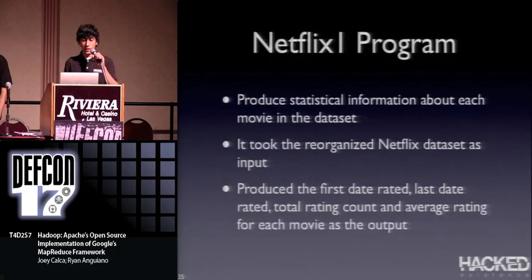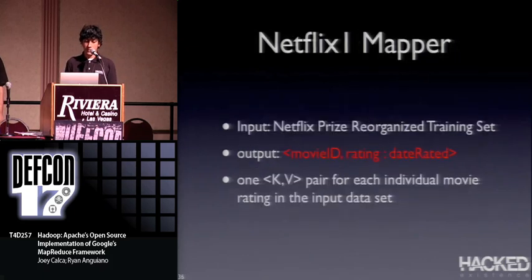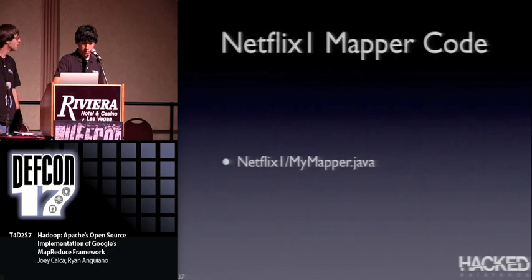So the first program we wrote for Netflix was a program to produce statistical information about each movie in the dataset. I took every movie from the reorganized dataset, and we produced the first date rated, the last date rated, the total rating count, and the average rating for each movie. As you can see, we took the reorganized training set, and we outputted movie ID as the key, rating and date rated from the mapper. It produces one key value pair for each individual movie rating. So for each customer rating that they rated a movie, it produces one key value pair under a movie ID key. And we're going to pull up some code right now.